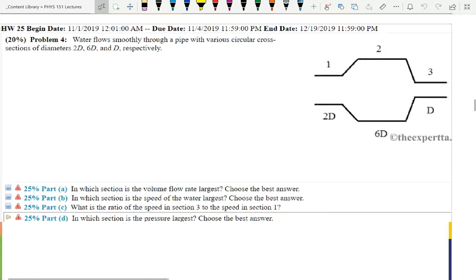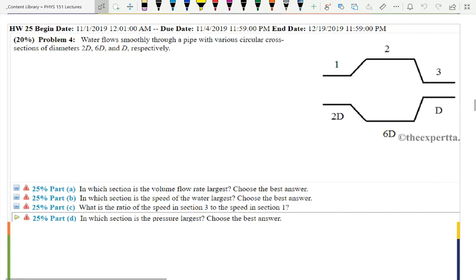Water flows smoothly through a pipe with various circular cross sections of diameter 2D, 6D, and D. If it moves smoothly, what does that mean? It's continuous. It doesn't have any bubbles or gaps in it. If it had bubbles or gaps, we would call that turbulent flow. We call this laminar flow. It flows in layers if it's smooth. So as the water flows, where is it fastest and where is it slowest? Fastest in section 3. Where is it slowest? Section 2.